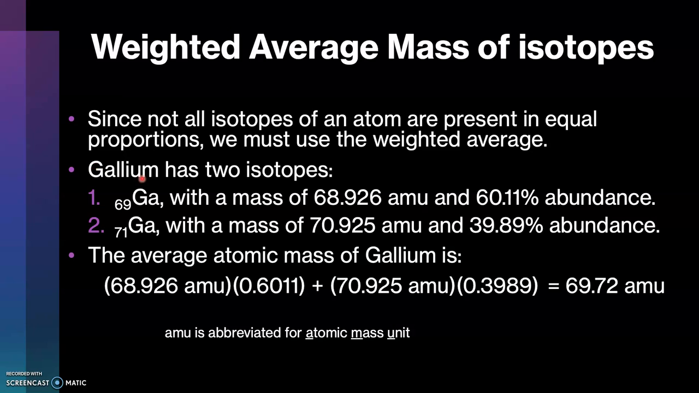So let's take another example with gallium. Gallium has 2 isotopes: gallium-69 and gallium-71. Gallium-69 has a mass of 68.926 atomic mass units with 60.11% abundance. Gallium-71 has a mass of 70.925 atomic mass units with 39.89% abundance. Therefore, the weighted average atomic mass of gallium is: you take the first mass multiplied by its relative abundance, plus the mass of the second isotope multiplied by its relative abundance. That gives you the atomic mass of gallium.